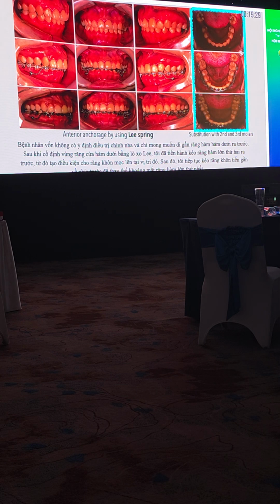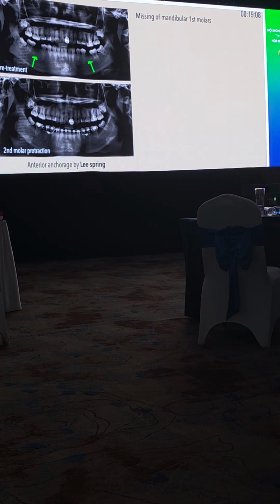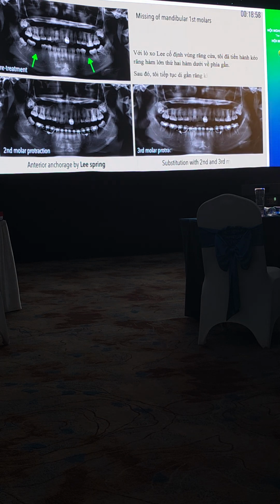After stabilizing the mandibular incisor region with the leaf spring, I advanced the second molars mesially, which allows the eruption of the third molar in that area. Subsequently, I advanced the third molar mesially to replace the missing space of the first molar with the posterior teeth. With the leaf spring stabilizing the incisor region, I first advanced the mandibular second molar forward. Afterwards, I mesially advanced the third molar that had sufficiently erupted.